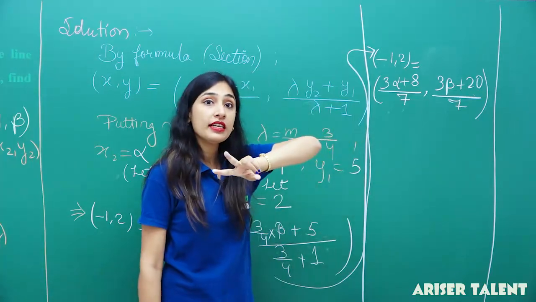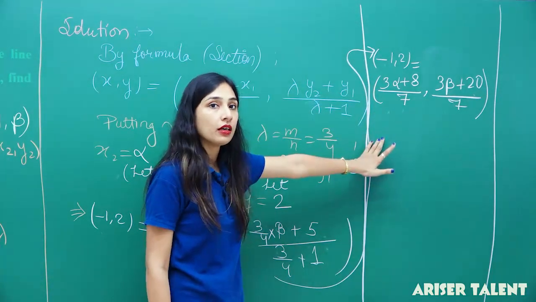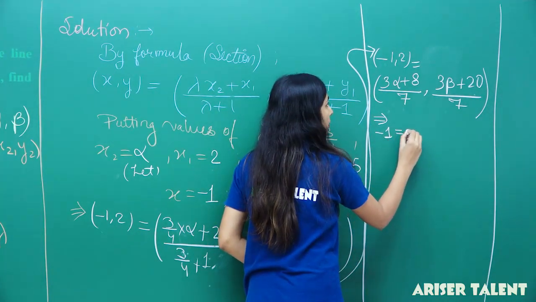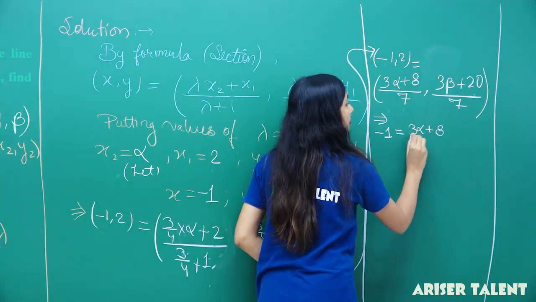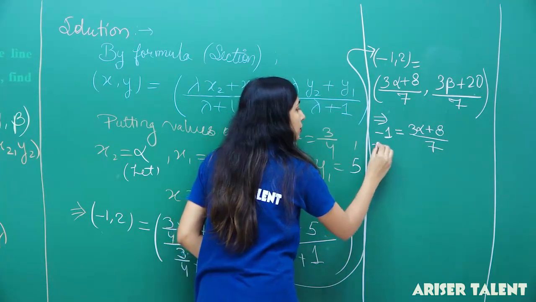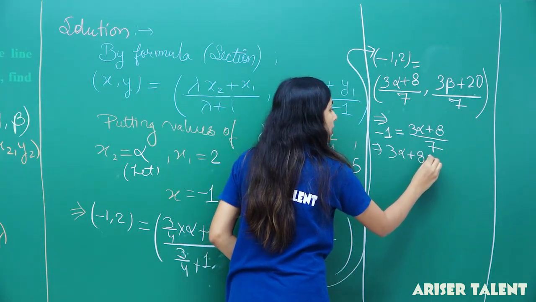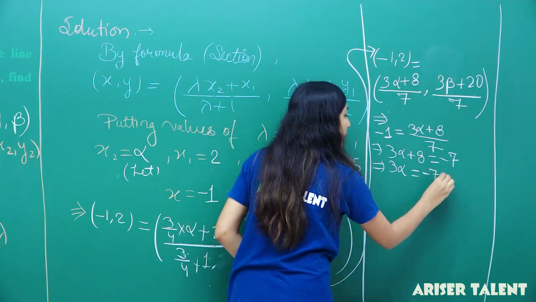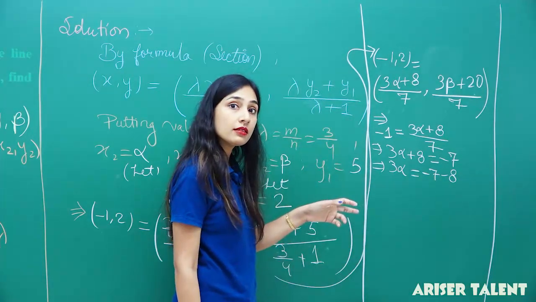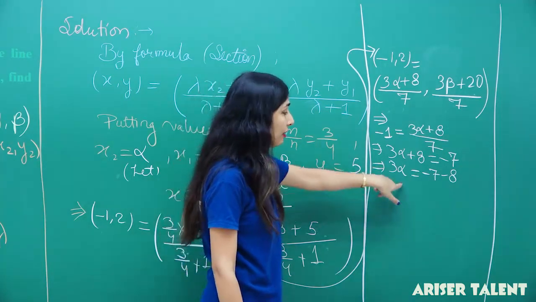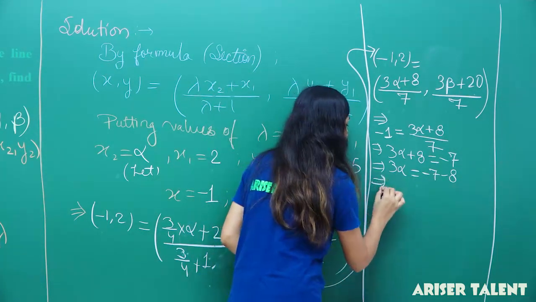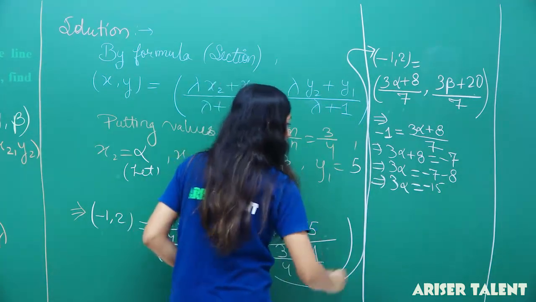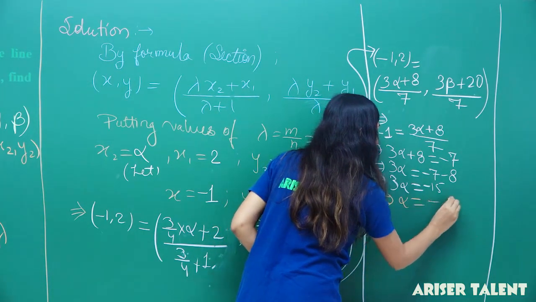Now, that means -1 equals this and 2 equals this. So, can I have these two equations and find the value of alpha and beta from there, right? This implies that -1 equals 3 alpha plus 8 by 7. That means 3 alpha plus 8 equals -7. Now, if I find the value of 3 alpha from here, that will be -7 minus 8, which is -15. So, 3 alpha equals -15, which implies that the value of alpha equals -5.